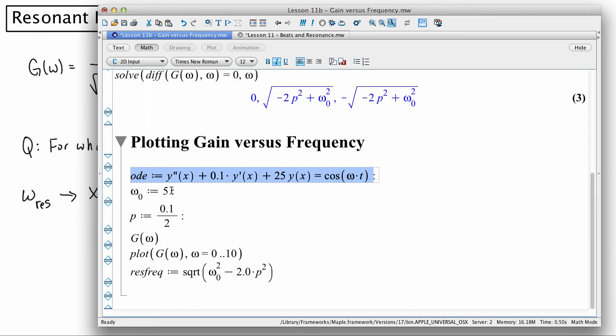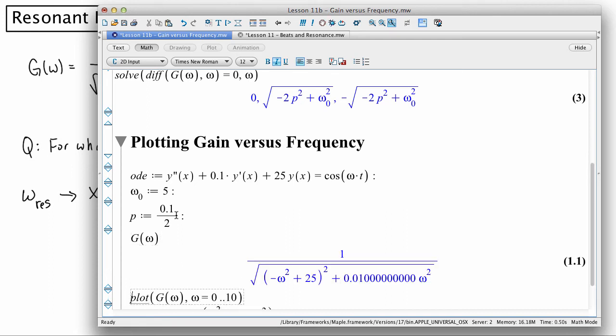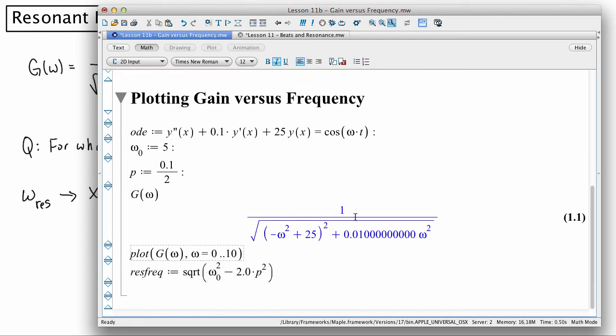And what we've defined is for this particular differential equation, the natural frequency is 5. It's the square root of that term. So let me go ahead and enter that. And then the p-value for this problem, remember this is 2 times p. So the p-value is that value divided by 2. Go ahead and enter that. And then I'm going to use the gain function that I had up above. I'm going to enter that. So this is what the gain looks like for this particular problem.